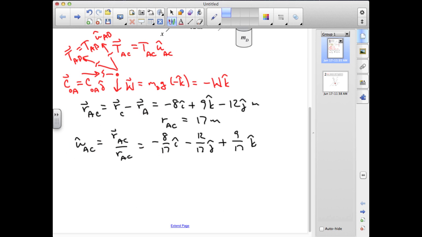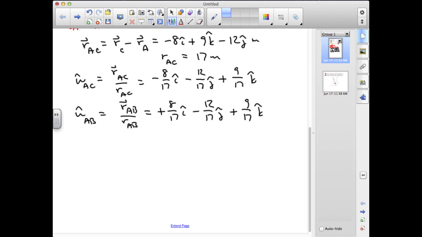Because of the symmetry of the problem, we can do something similar for the unit vector A to B, and the only thing that's going to change here is the sign of the component in the x direction. So if we repeat that process, for AB we get plus 8/17 i minus 12/17 j plus 9/17 k. We're now in a position to write our three scalar component equations.